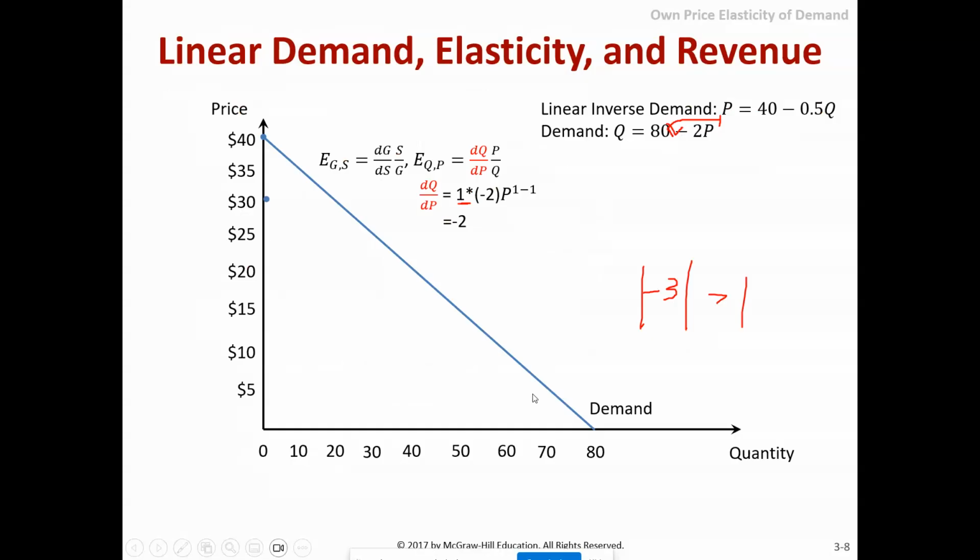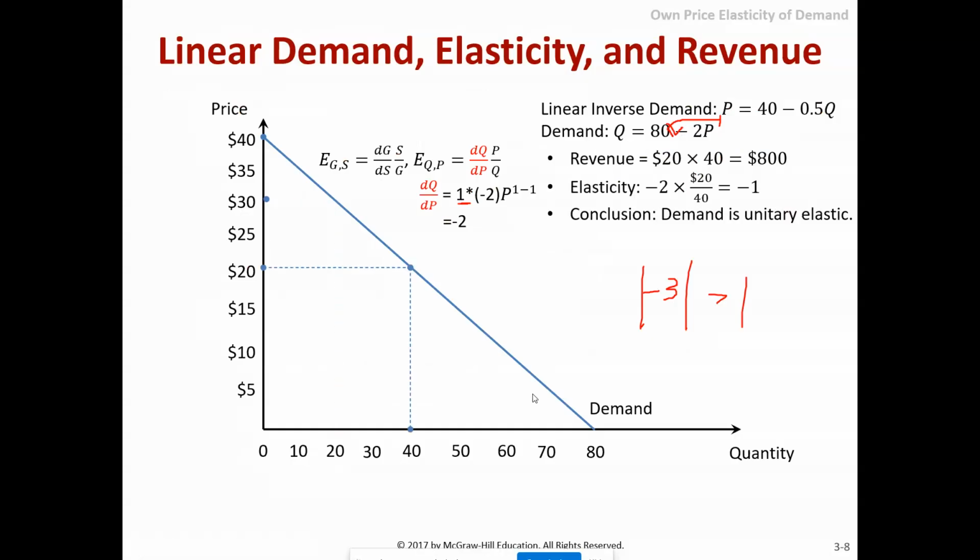Elastic, -3. Next part, if we have a different point, price equal to $20 and the quantity is 40. Remember, the slope doesn't change. The derivative doesn't change. It's irrelevant to the absolute value of price or quantity. The slope never changes. It's always -2.